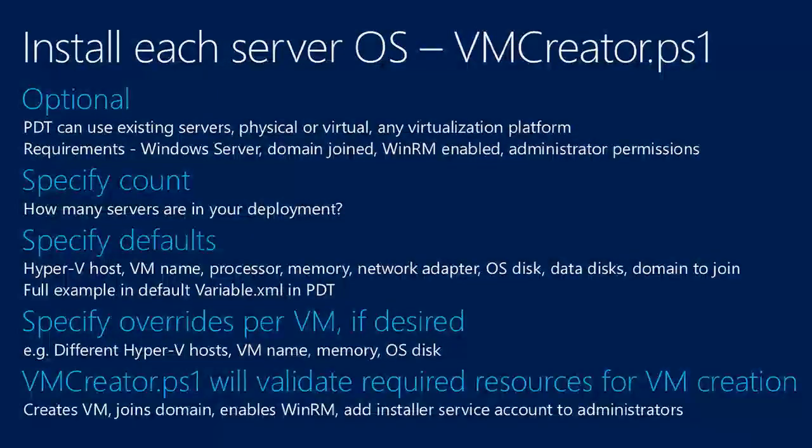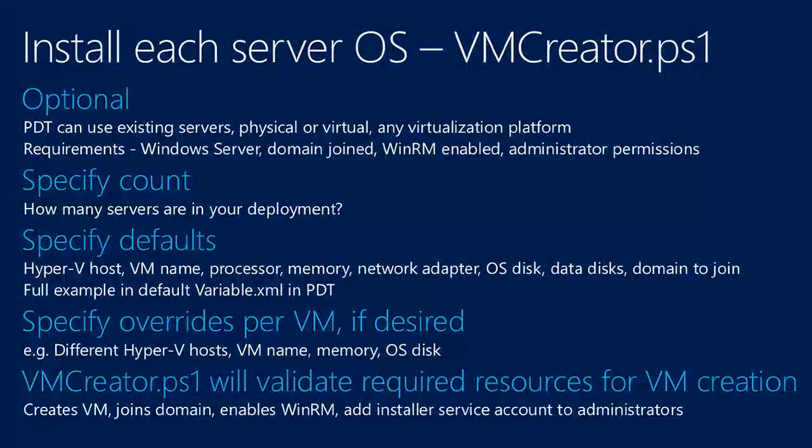Then the VM creator will actually check that all the things it needs to be able to deploy that VM are present. So a virtual network with the name you specified exists. A parent OS disk exists. The Hyper-V host itself that you're going to deploy on exists. And the VMs and the files that you're going to be creating don't already exist.